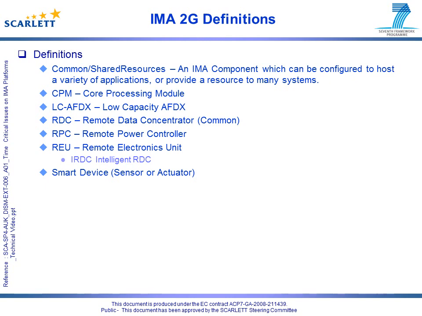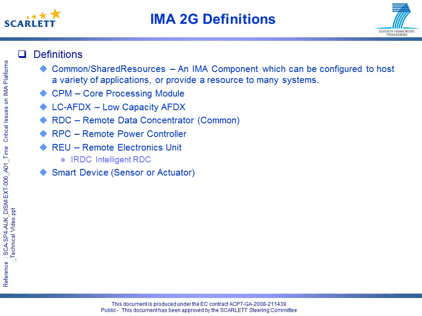The new components when compared to IMA1G are the CPM, Core Processing Module. This is the main computing resource. LC-AFDX, Low Capacity AFDX. This is a variant of AFDX, optimized for low latency and jitter. RDC, Remote Data Concentrator, provides essentially the same functionality as in IMA1G, but is now a common design.